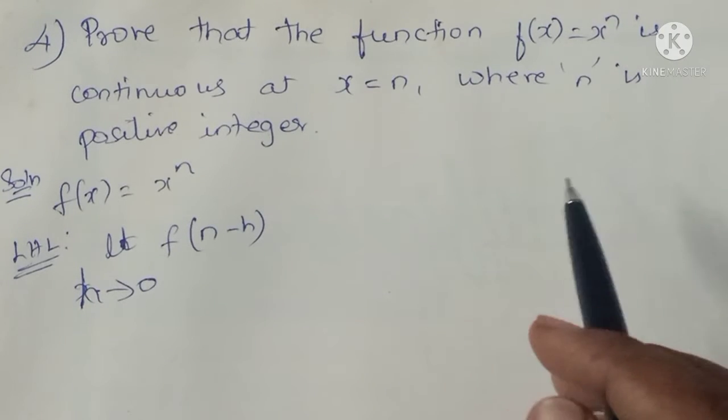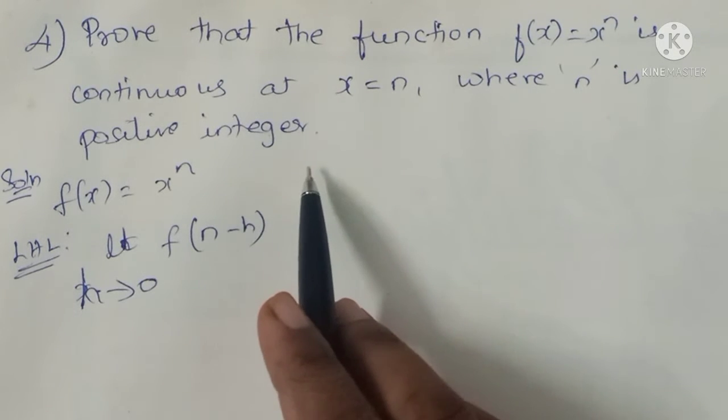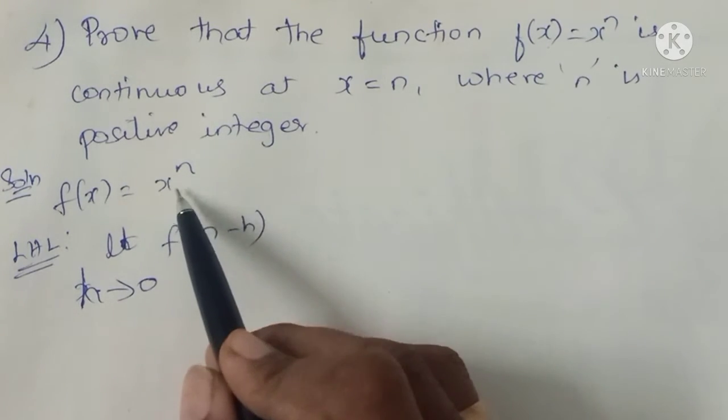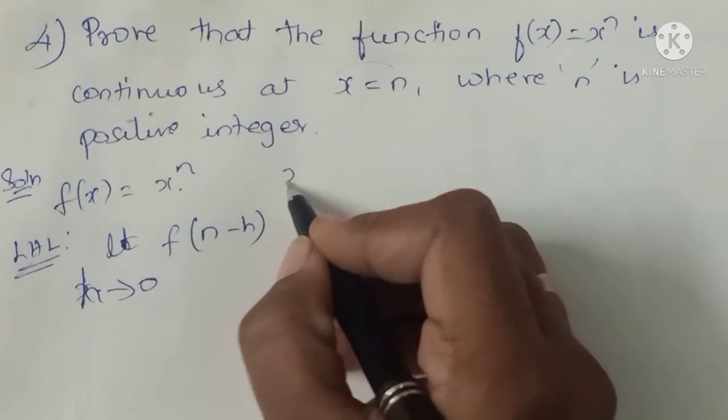Prove that the function f of x is equal to x power n is continuous at x is equal to n, where n is a positive integer. So what are the given things? Given is f of x is equal to x power n. And what is a? X is equal to a is nothing but x is equal to n.